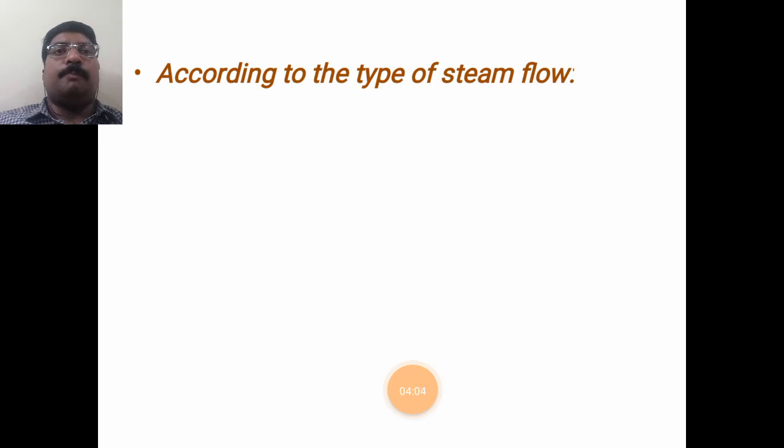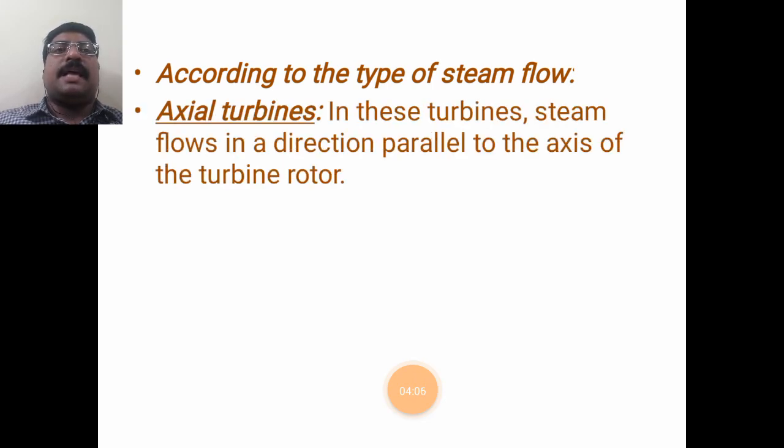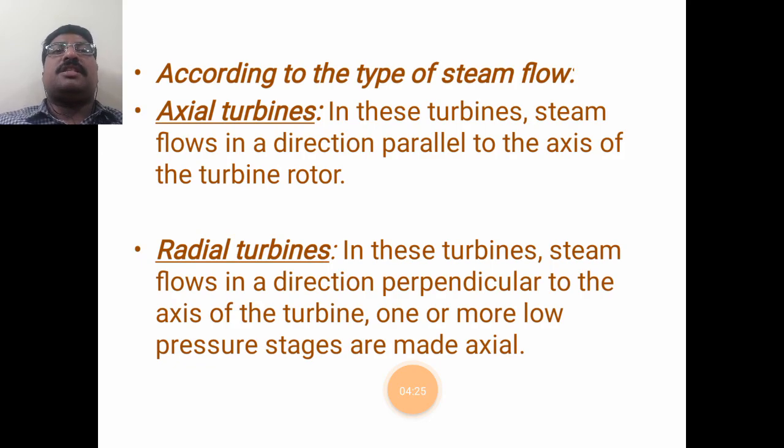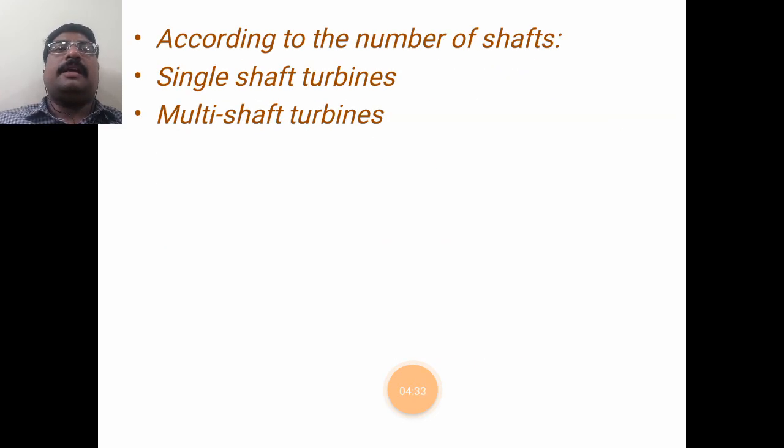Next, according to the type of steam flow. The first type is the axial turbine, in which the steam flows in a direction parallel to the axis of the turbine. If the steam flows in a direction perpendicular to the axis of the turbine, it is called a radial turbine. Next, according to the number of shafts, it may be a single-shaft turbine or a multi-shaft turbine.